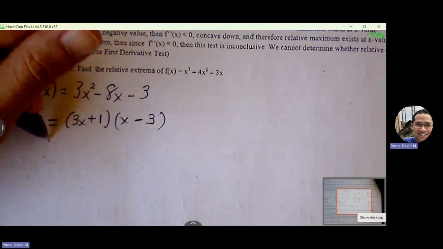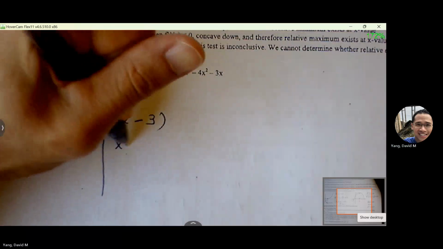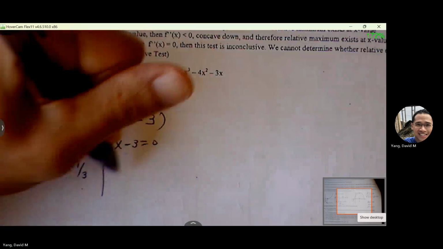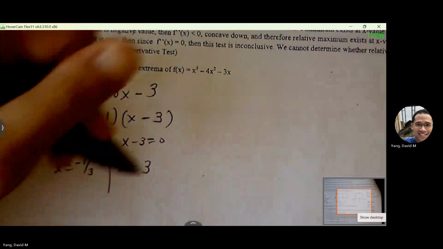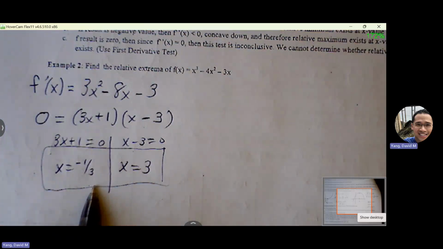Solve for x. Okay, these are our critical points. Any questions here?